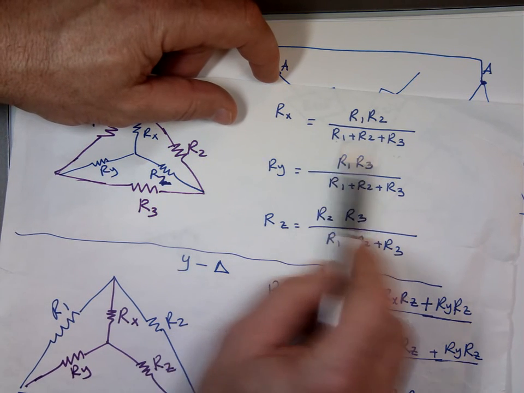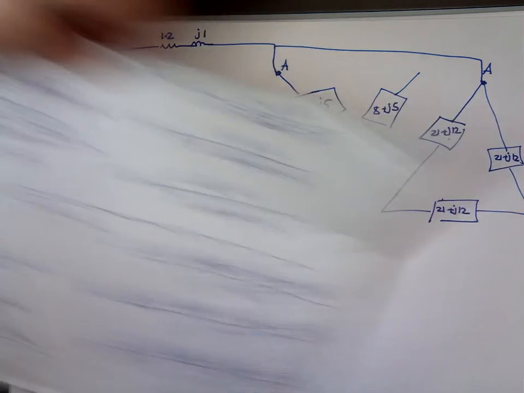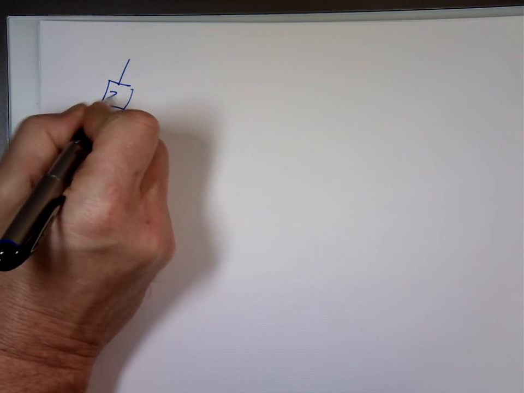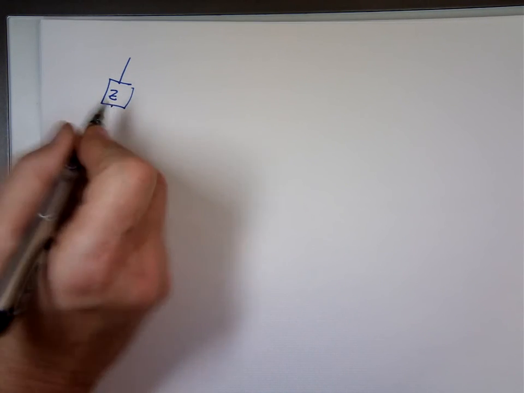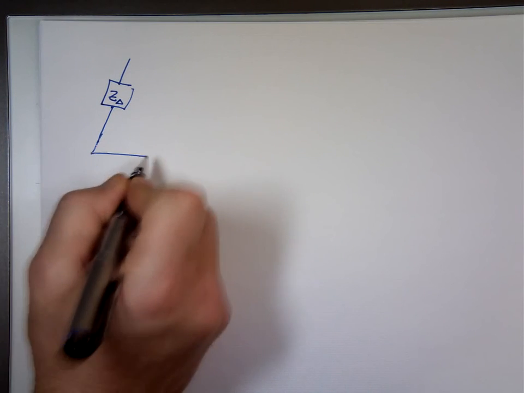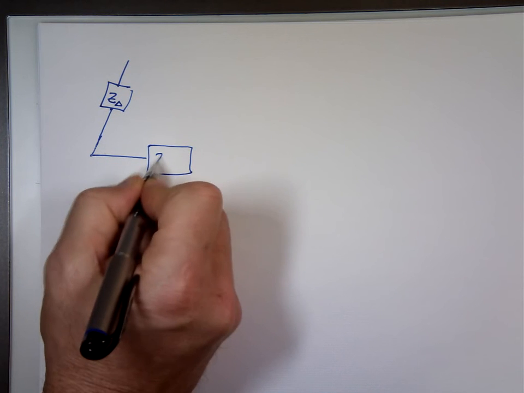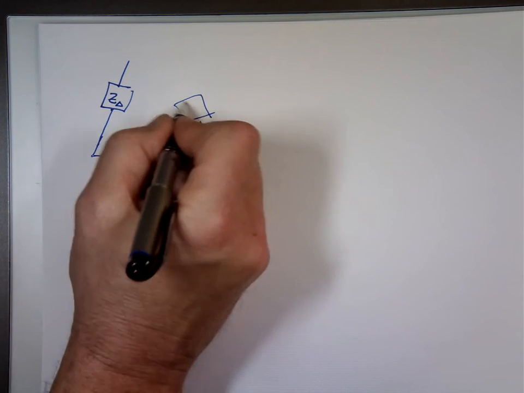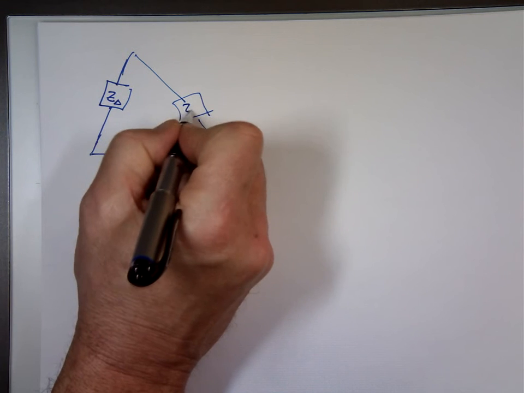So let's derive this. So if you have, let's say Z here, we'll call it Z delta. Z delta. Z delta. And you want to convert that to the Y value.